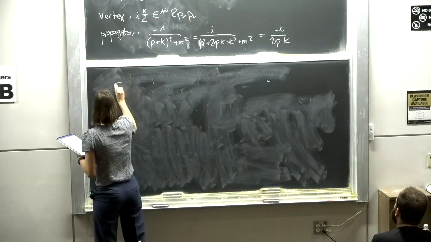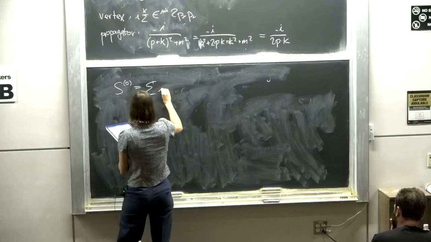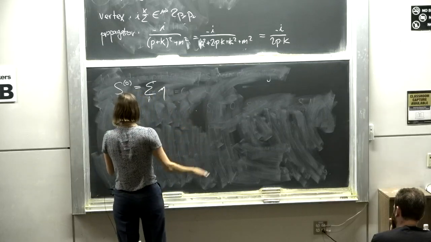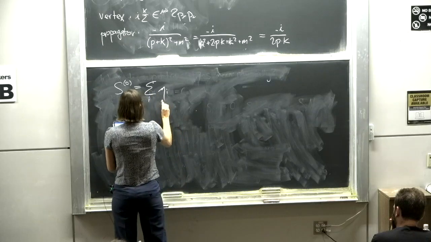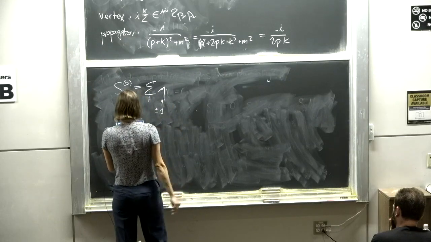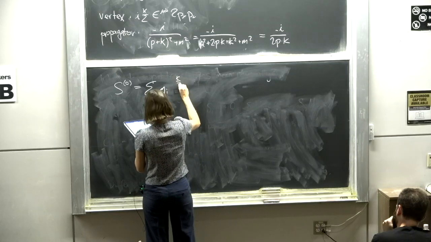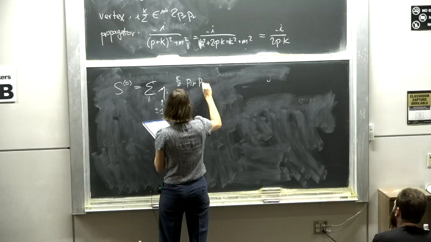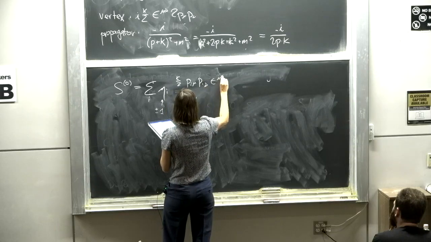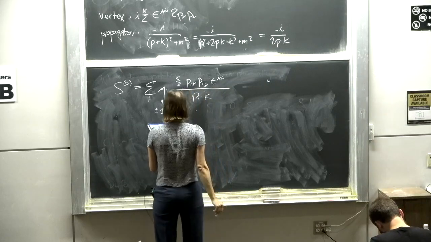before. So S0 is the sum of all the in and outgoing particles where you attach the soft particle to, comes with an eta I, which is plus or minus 1, depending on whether you have incoming or outgoing fields. There's a cap over 2. There's a p mu, a p nu, epsilon mu nu, and this pole as k goes to 0.